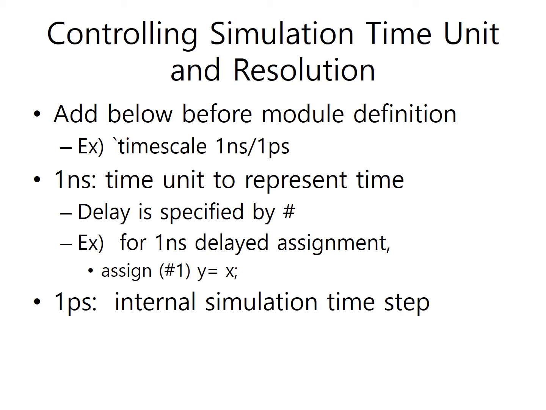In Verilog, we can control the time. At the beginning of the file, we specify the time scale. We have a backtick there, and `timescale 1ns / 1ps. So we specify two numbers here, and between those numbers we have a slash.